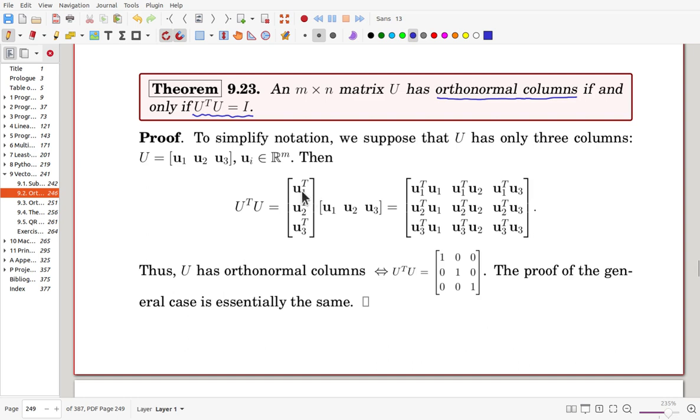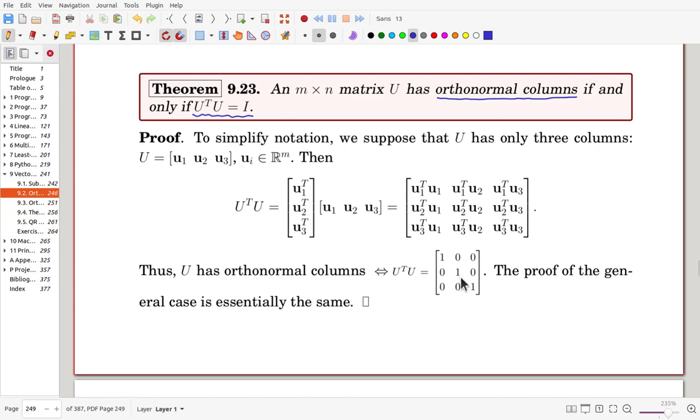Then we do the row-column multiplication. U1 transpose U1, that is this one. U1, this is a row vector right now, this is a column vector. U1, U2, that is this one. U1, U3, that's one. You continue and you make this 3 by 3 matrix. Now, assume U has orthogonal columns. Then orthonormal means the diagonal must be 1, but the off-diagonal entries must be 0. So we reach this one.